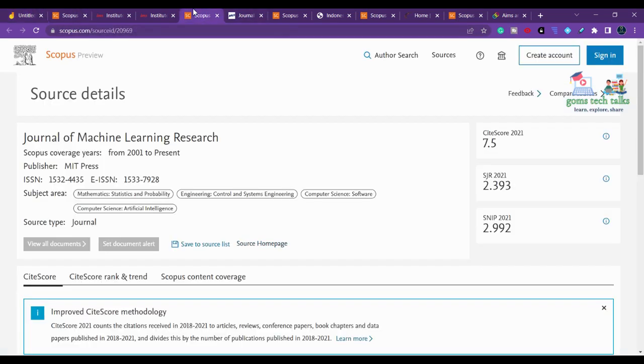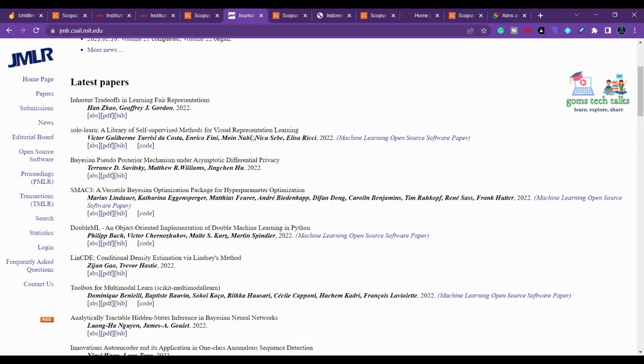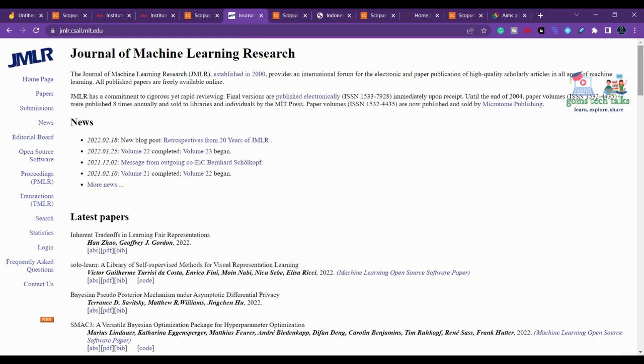So let us go to the next journal, which is called Journal of Machine Learning Research. Of course, if you want to publish your research paper related to statistics and probability, you can go ahead with this journal. So this is still there in Scopus. Anyhow, whenever you want to submit, please go and check again whether it is there. So if you click here, you can see that this is the Journal of Machine Learning Research.